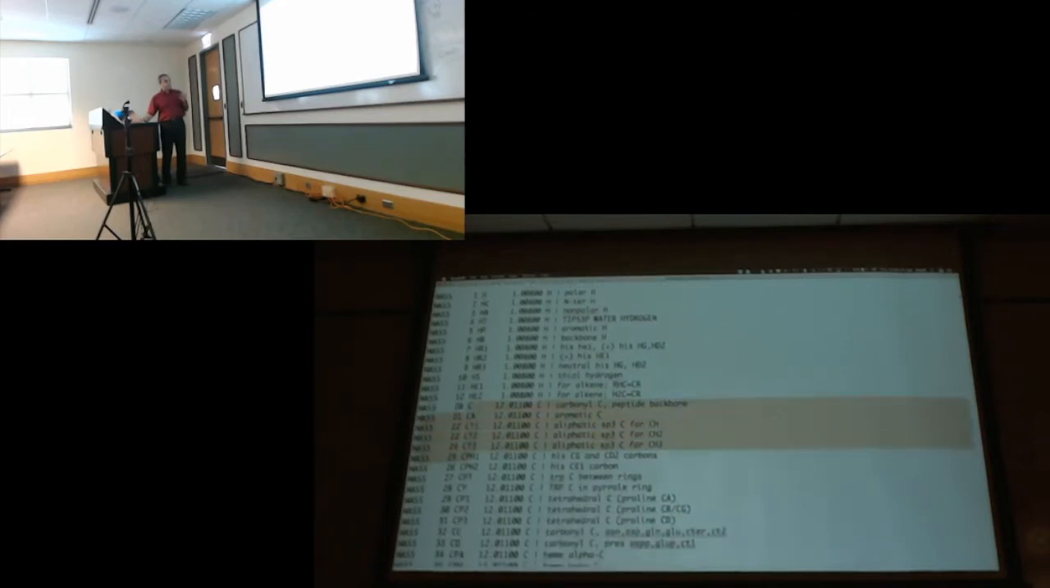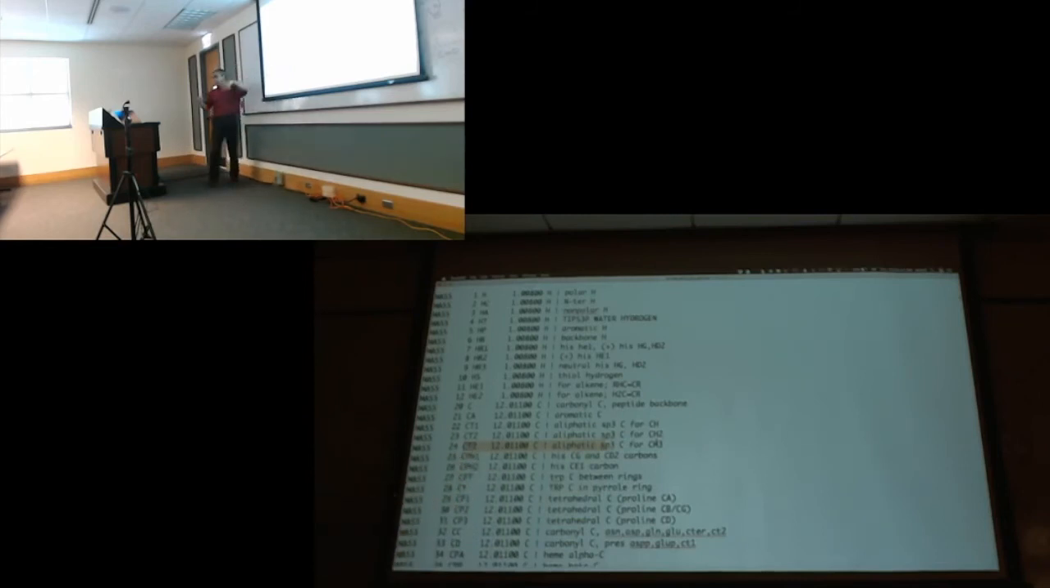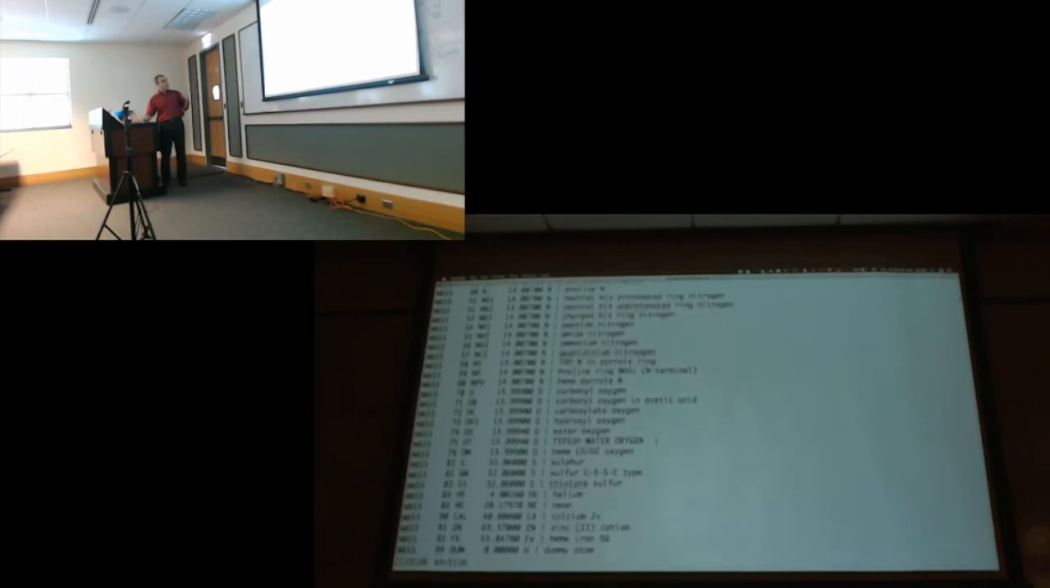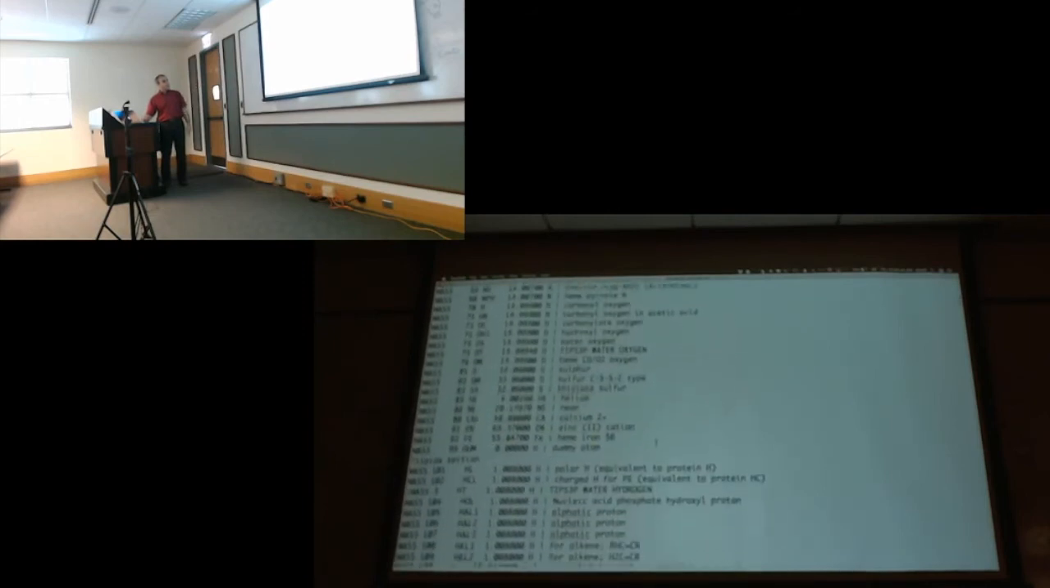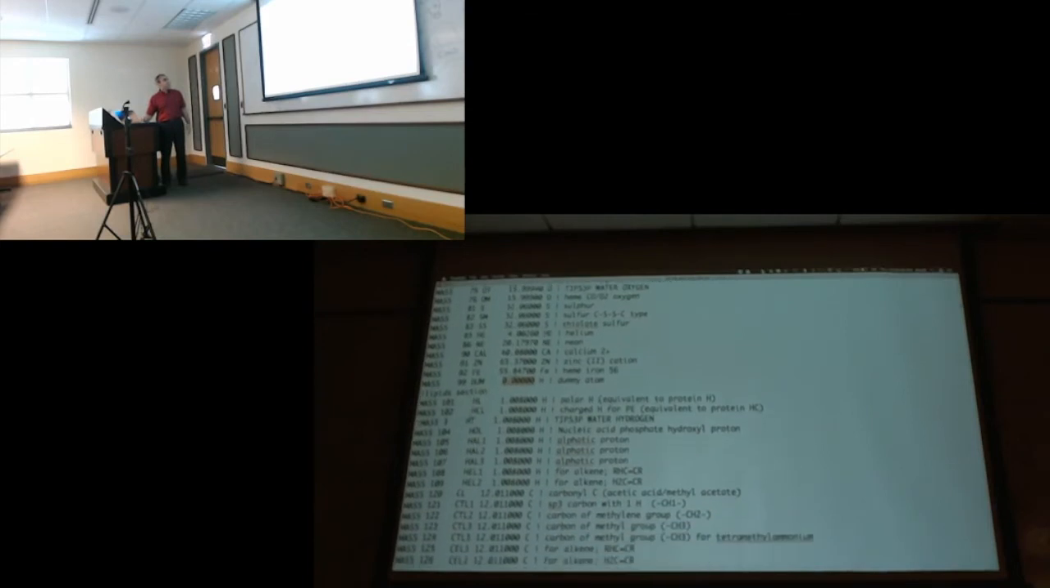You have a lot of carbons. Again, all of them have a mass of 12, but it tells you what kind of carbons these are. CT3 is an aliphatic sp3 carbon for CH3, something that has 3 hydrogens. So if you have something like this in your molecular system, this is the atom type to assign. So we have all the atom types and their masses: nitrogens, oxygens. We even have a dummy atom here that has a mass of 0. You can introduce atom types here for iron, zinc, calcium.